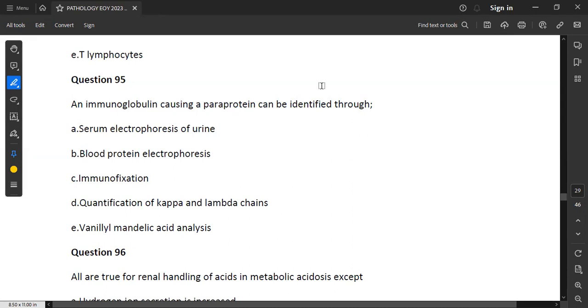To answer this type of question, I feel like you need to know the definition of all these terms. That will help you answer correctly, because the question is asking how an immunoglobulin causing a paraprotein can be identified. Here you're looking for the immunoglobulin, not checking paraproteinemia. That's why I went with C. Something else to note, immunofixation uses precipitation as a method of analysis. Then we go to 99.